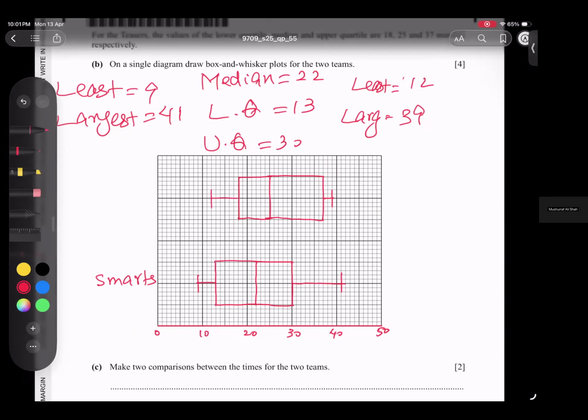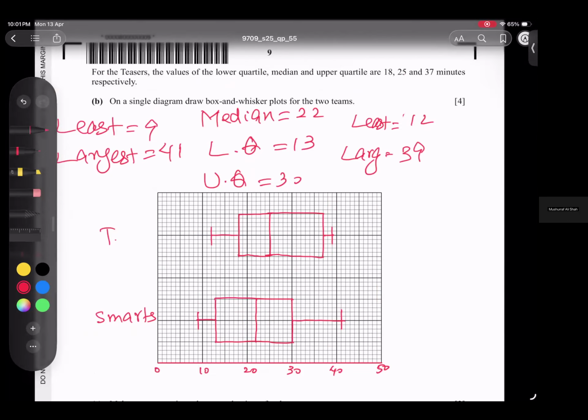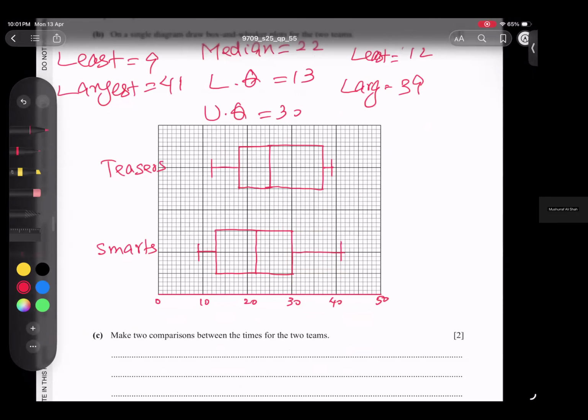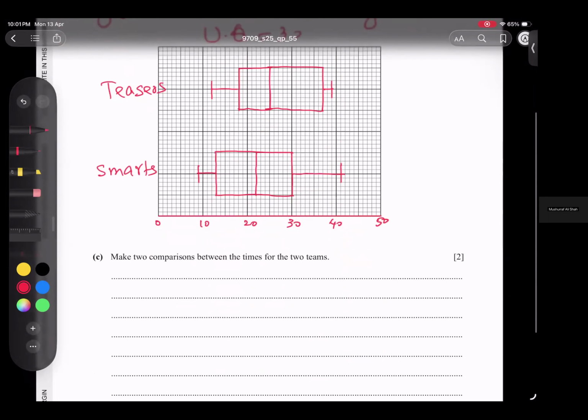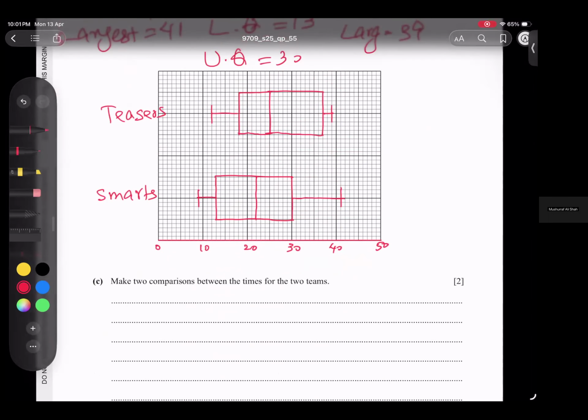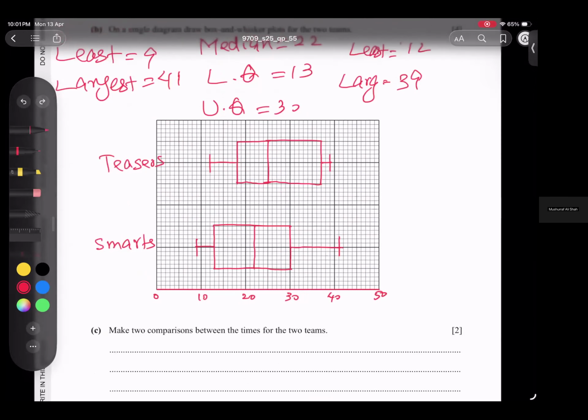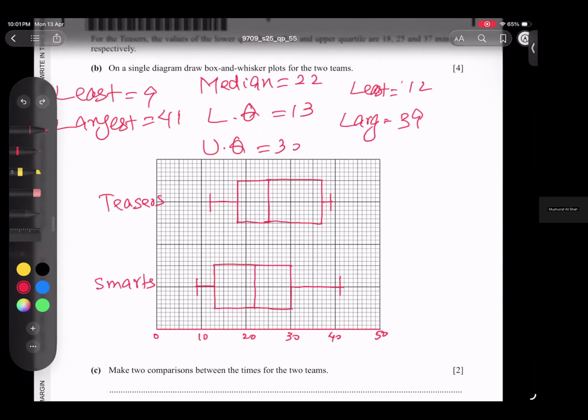So I have done the box and whisker, Alhamdulillah Rabbil Alameen. So this is Teasers. Okay. So this is done. Now he's asking what students need from us. Make two comparisons between the times of the two teams. First of all, you can see this range is bigger. Wait a minute, this value is maybe 41. Yeah, 41.